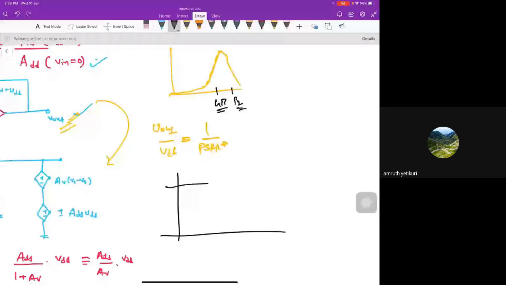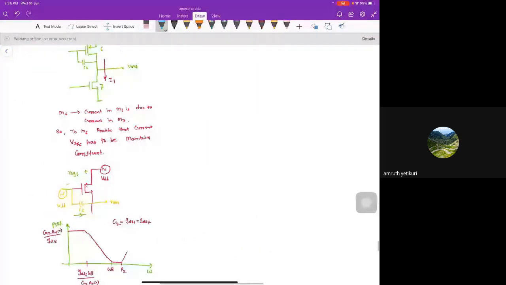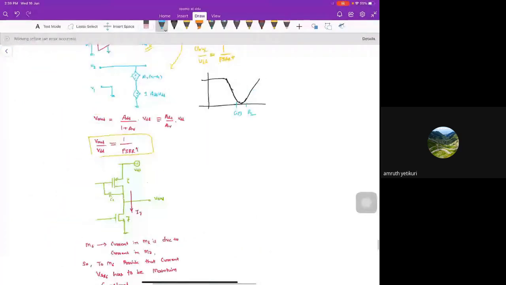The opposite of that one means this is the thing. So this is at GB, this is the PSRR curve, and that's the T2. I think I have drawn it here somewhere. Yeah, I have drawn it here. So what happens, just intuitively we have to see. There is a derivation for this in the Allen Holberg book, but I want to tell you the intuitive way of what is happening.